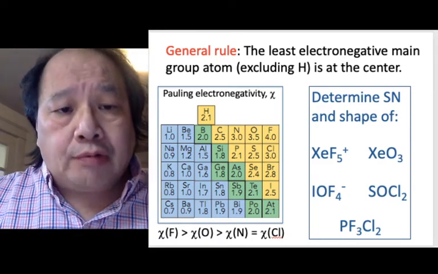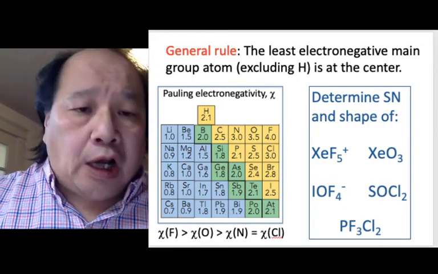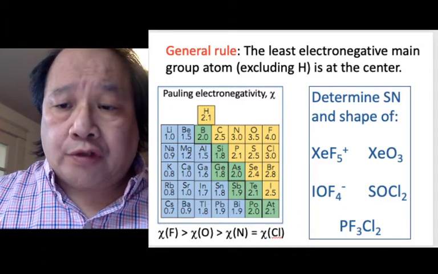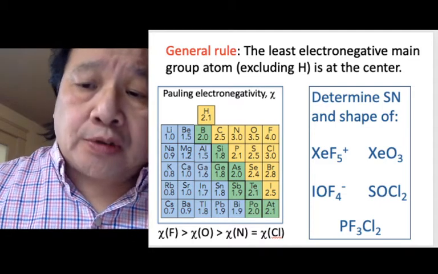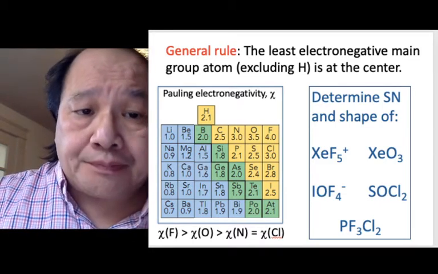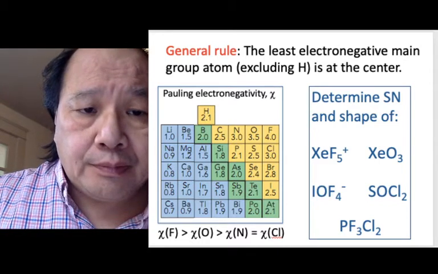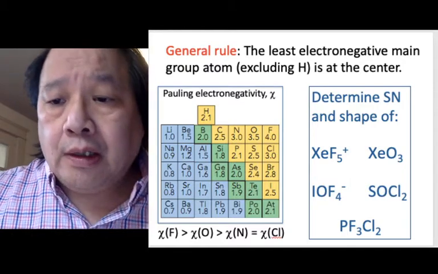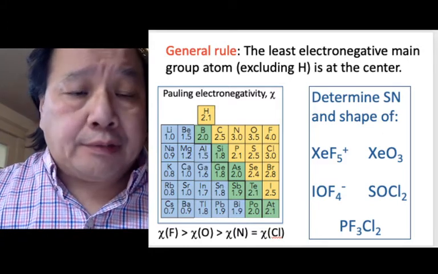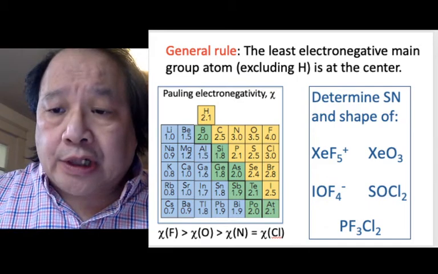Okay, so let's use that rule in a problem. We'll just do a few of these. I'll give you first XeF5+. Fluorine is the most electronegative. Therefore, in XeF5+, which one is the central atom? Put it in chat. XeF5+, which is the central atom? Xenon. Xenon starts off with how many valence electrons?